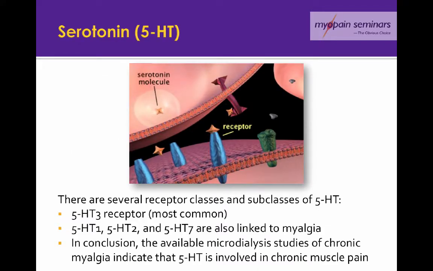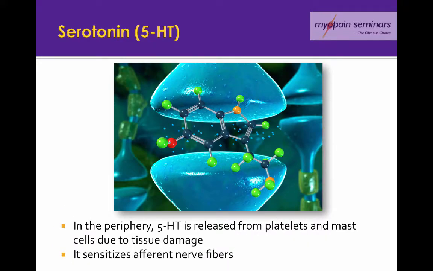As you probably already expected, there are many receptor classes and subclasses of serotonin. 5-HT3 receptor is the most common one, but there are also 5-HT1, 2, and 7, which are also linked to myalgia. In conclusion, available microdialysis studies of chronic myalgia indicate that serotonin is involved in chronic muscle pain. So where does serotonin come from? In the periphery, it is released from platelets and mast cells, often related to tissue damage, and it can sensitize the afferent nerve fibers.